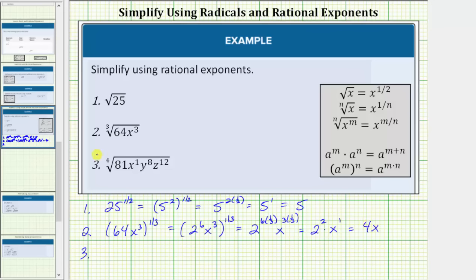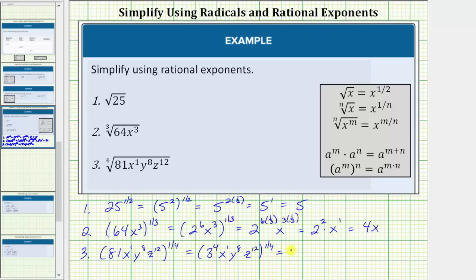And for number 3, we have the fourth root of 81 x to the first, y to the 8th, z to the 12th. Because the index is 4, this is the same as taking the radicand and raising it to the 1/4 power. And 81 is equal to 3 times 3 times 3 times 3, or 3 to the 4th. So we have 3 to the 4th, x to the first, y to the 8th, z to the 12th, all raised to the 1/4 power.